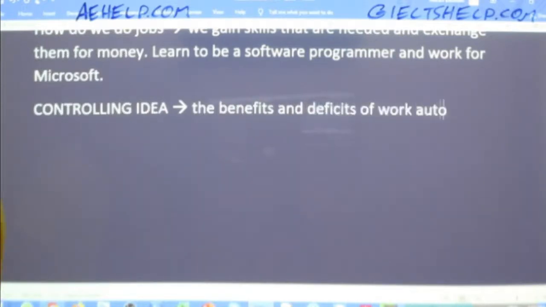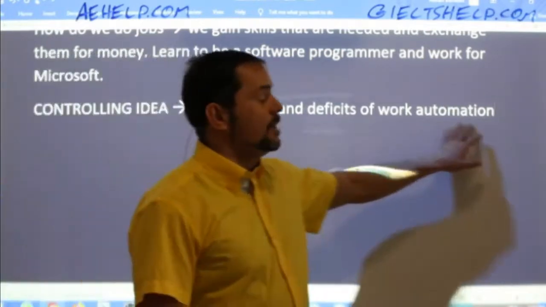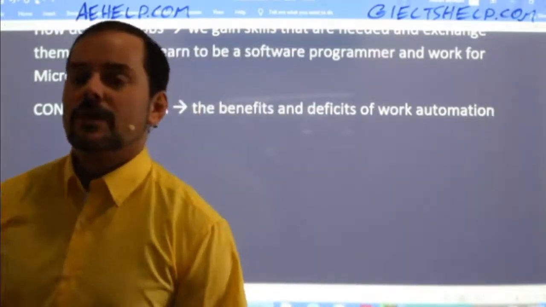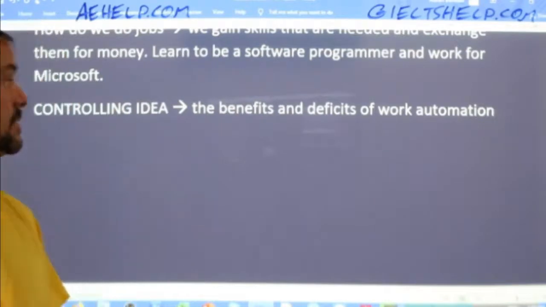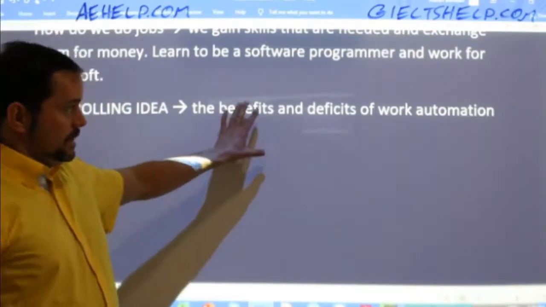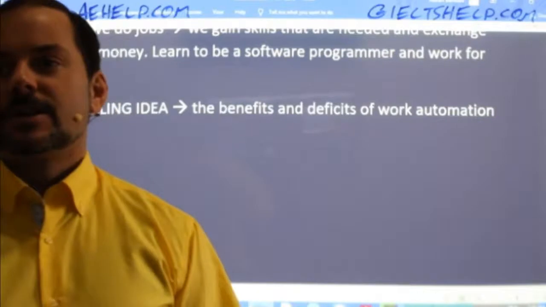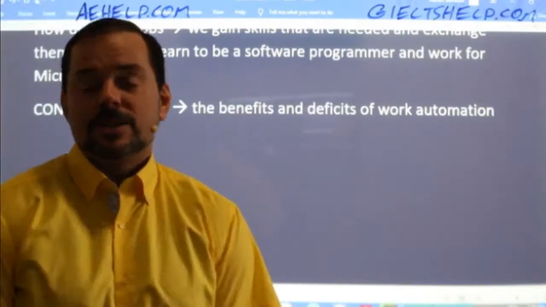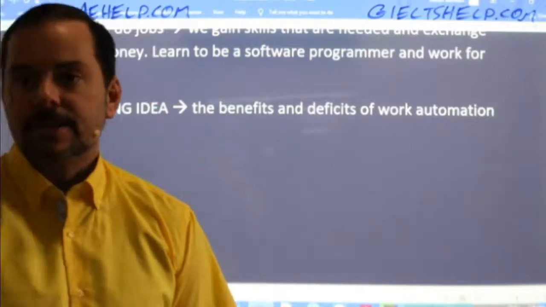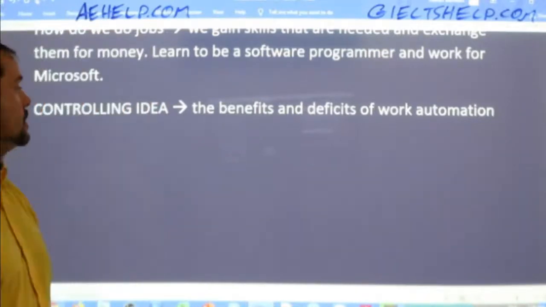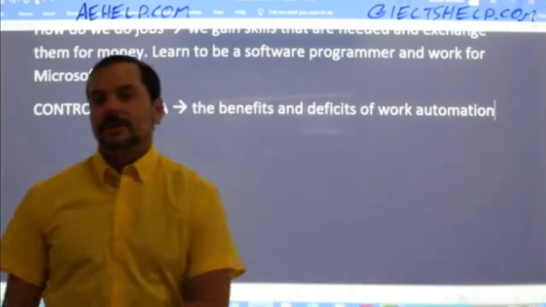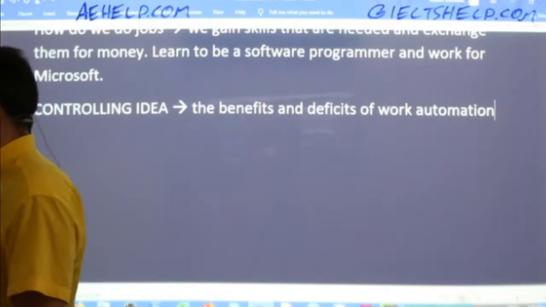So how about that? The benefits and deficits of work automation. Okay, so that's, I think, one of the simplest ways to summarize that question, right? Yvonne says, is it good or bad that humans work replaced by machines? Yeah, it's not bad, Yvonne. It's a little bit grammatically off, but you're being concise and that's good. Okay. So the benefits and deficits of work automation. All right. That's a pretty good way to do it.